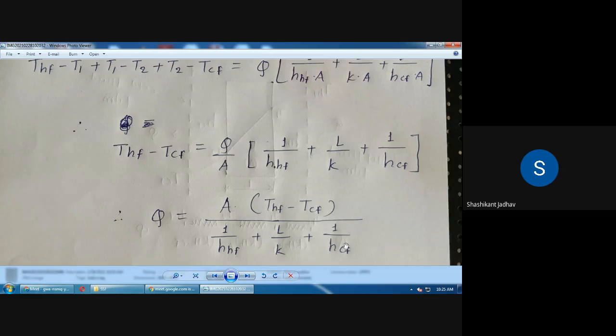Q is equal to U into A. Q is equal to U into A into temperature difference. What is the overall heat transfer coefficient? Overall heat transfer coefficient ची definition आपण काय लिहिलेलं आहे? Overall heat transfer coefficient U which gives the heat transmitted per unit area, per unit time, per degree temperature.